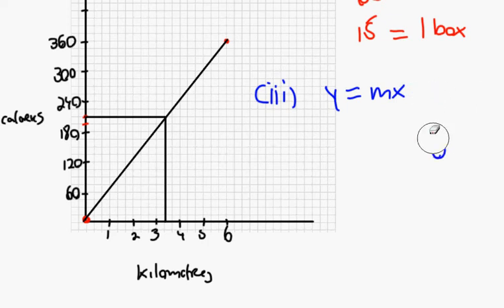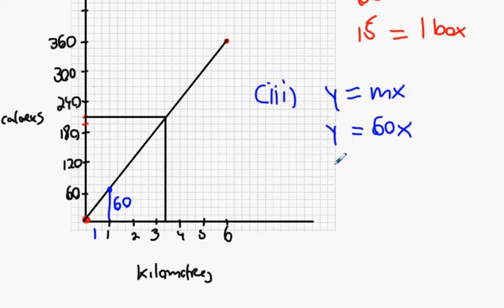Now, what's the m value? M relates to the slope, doesn't it? So if we take the very first point, 1 across and 60 up, isn't it? Do you notice that you burn 60 calories for every kilometer you walk? So the slope is 60. So y equals 60x, okay?